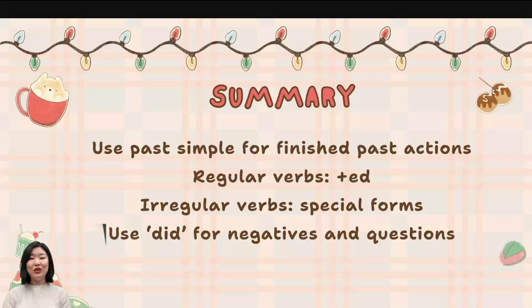So I'm going to read you the summary of today's lesson. Use past simple for finished past actions. With regular verbs, add -ed, d, or if it ends with one vowel and one consonant, add an extra consonant and -ed. For irregular verbs, there's a special form, so you have to memorize them. But use did for negative and question.